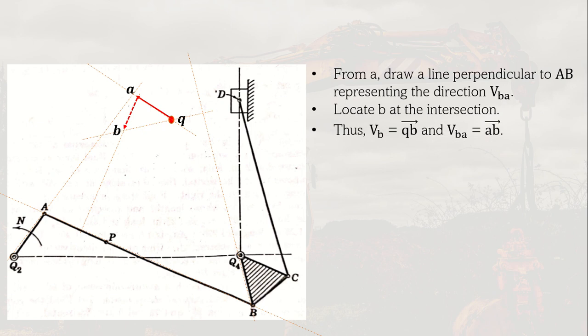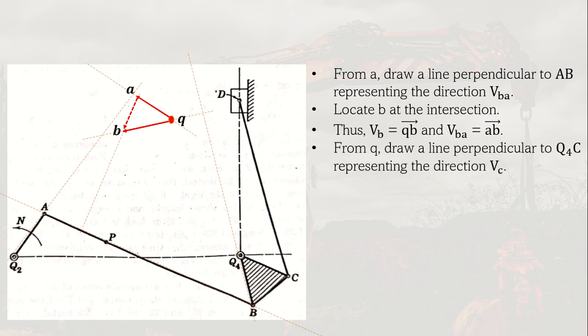And then we can get the velocity of B relative to A as AB. So this solid arrow is the velocity of B, and this is also the direction. As you can see, its direction is perpendicular to this Q4B. This is the magnitude already. And then this AB here is the velocity of B relative to A. So this dotted line is the velocity of B relative to A, and it represents the velocity of this point B relative to point A.